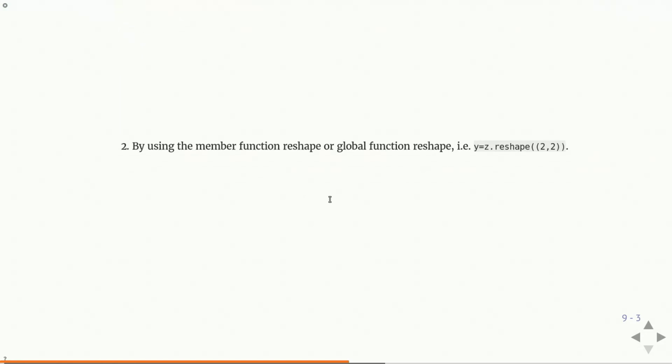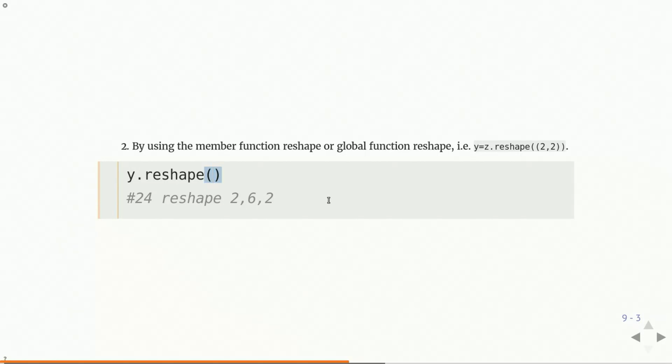The second way is to use either the member function reshape or the NumPy global function reshape. Let's reset the shape of y to 1, 4 using the member function reshape. The member function reshape expects the new shape as argument. So let's go and reshape y.reshape. We are simply going to reset it to its original value 4, 1 using the reshape member function.